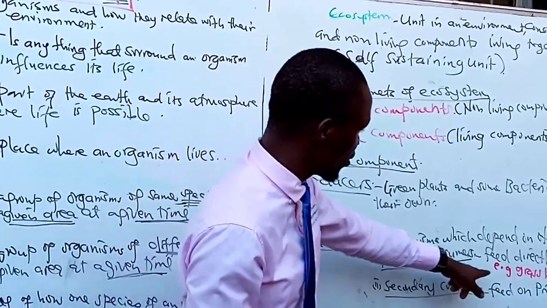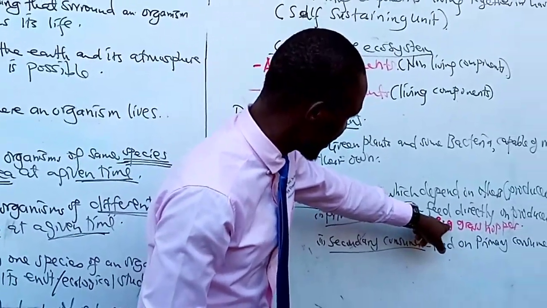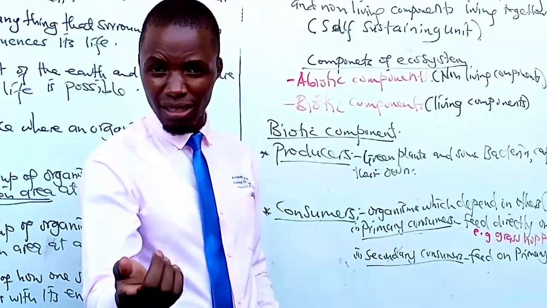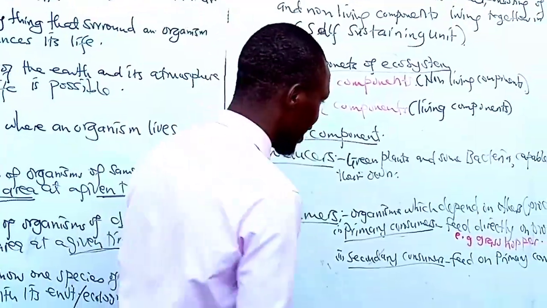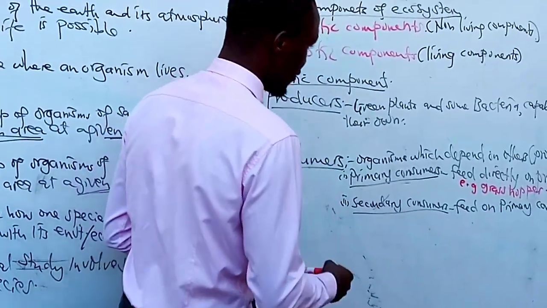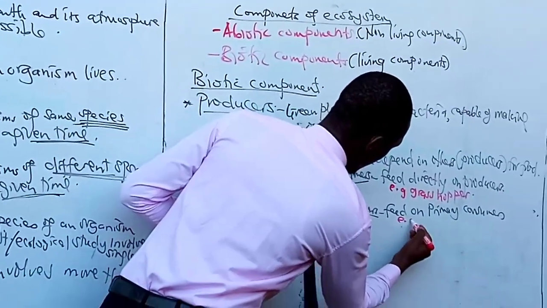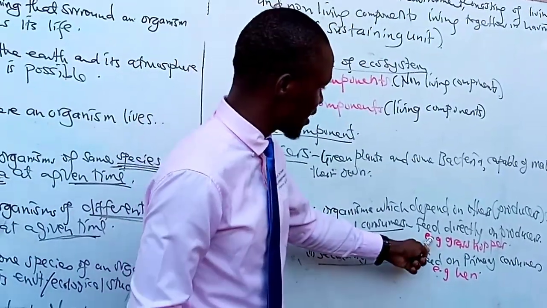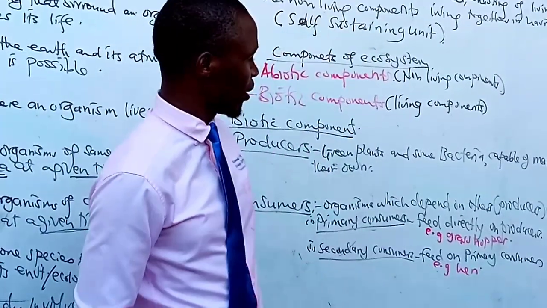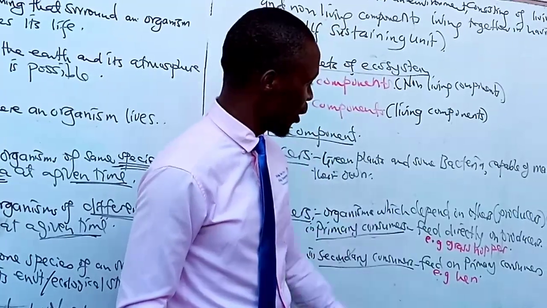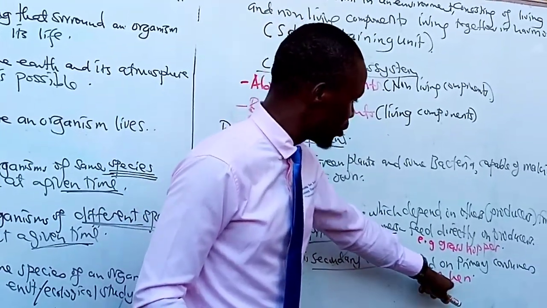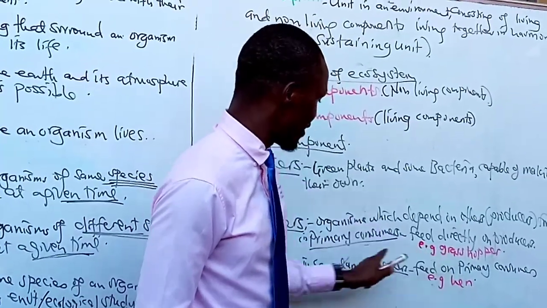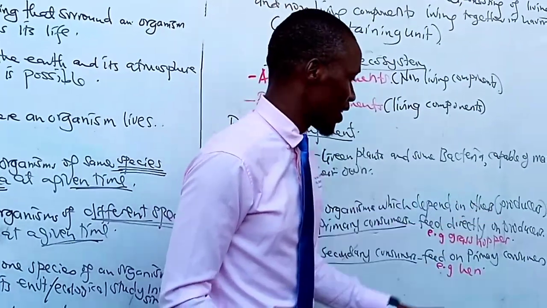For example, if we still use this example of ours, like a grasshopper, which organism feeds on a grasshopper? I think the birds. Okay, let me use a hen. A hen feeds on a grasshopper, or a bird feeds on a grasshopper. So a hen or a bird which feeds on a grasshopper is a secondary consumer, because the grasshopper is a primary consumer because it feeds on grass.